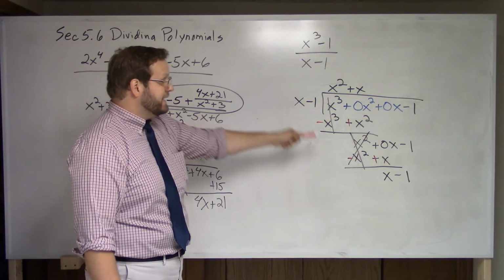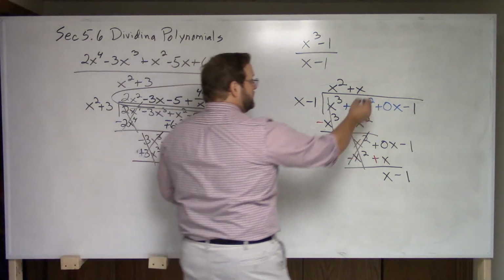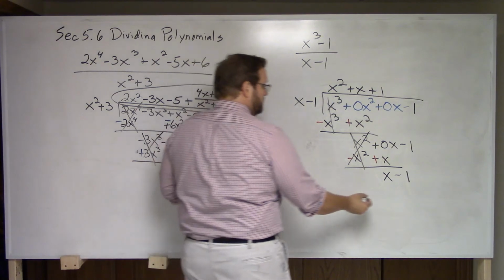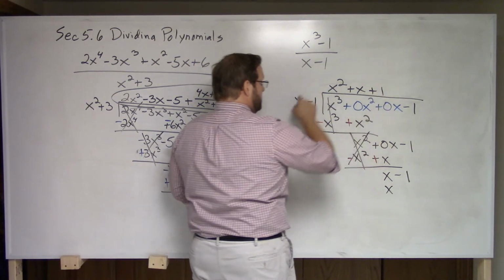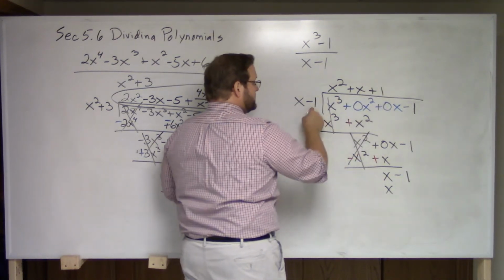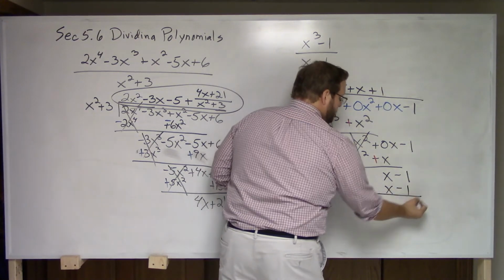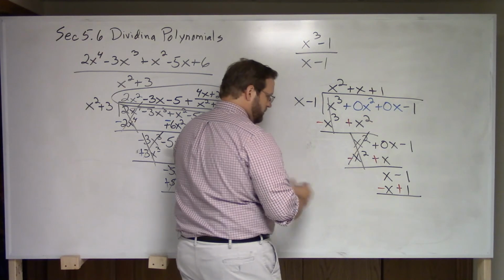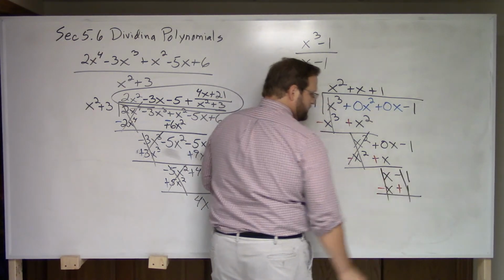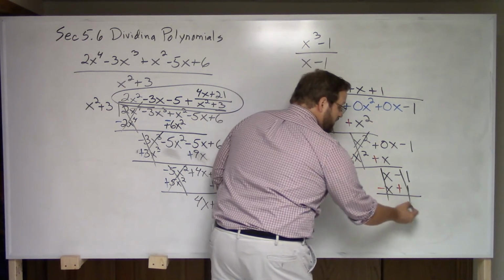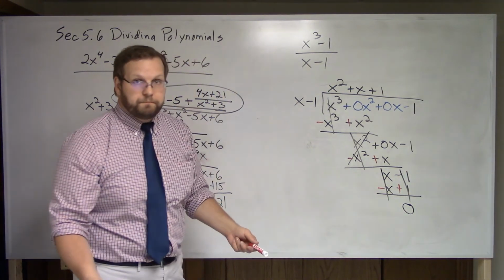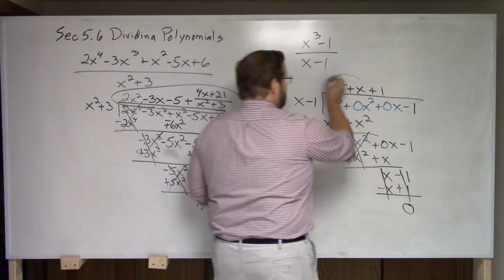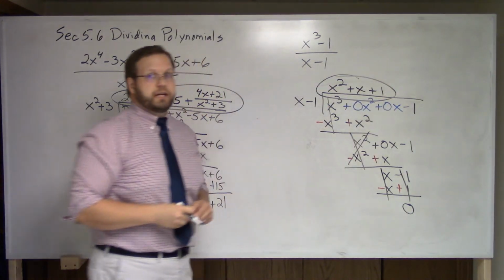What do I multiply x by to make it an x? Just a 1. It already is an x. Distribute the 1. 1 times x is x. 1 times negative 1 is negative 1. Change, change. And a beautiful thing happens. All of it goes away. So our remainder is 0. It divided evenly. I don't need to throw 0 over anything. I just leave it. And there's my answer.